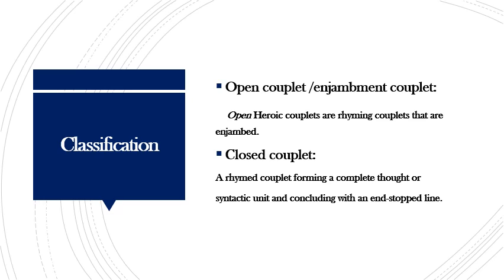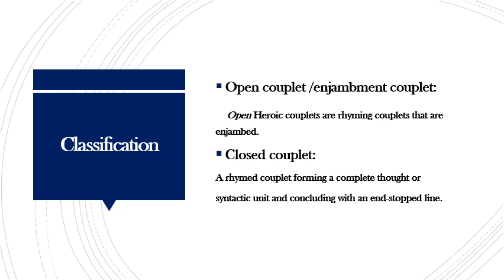Enjambment means a free flow. The sense flows from one couplet to another couplet. It means that a single couplet will not be complete in its meaning. The sense will flow from the first to the second couplet. It has been used by Chaucer in his Canterbury Tales.